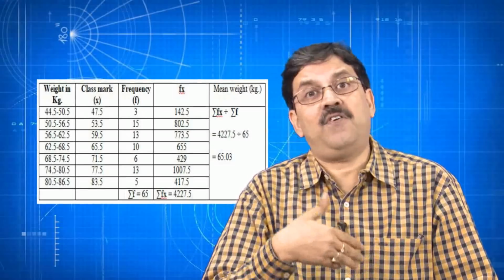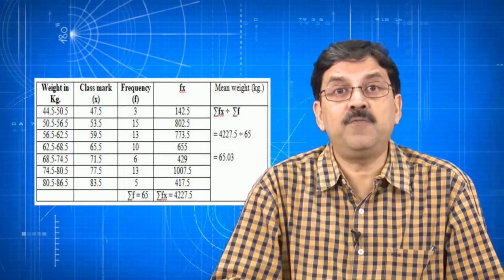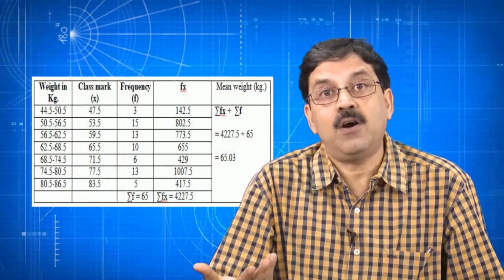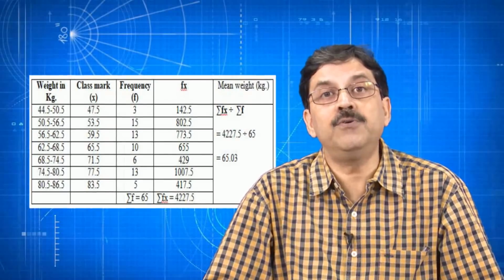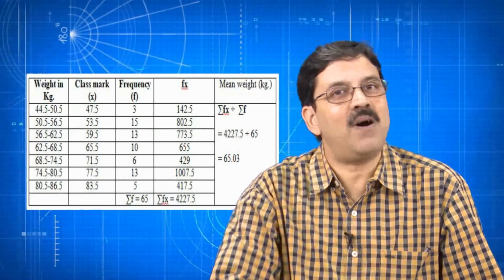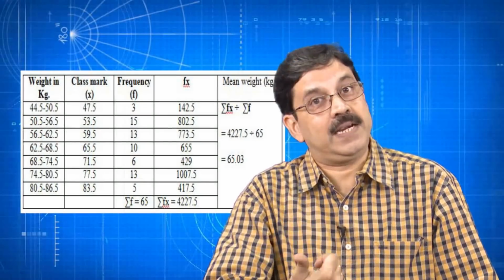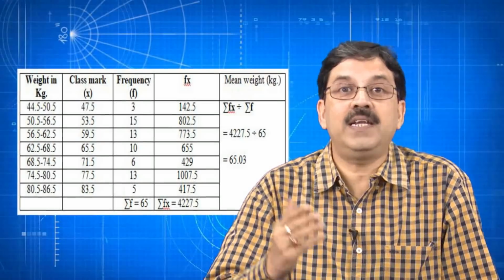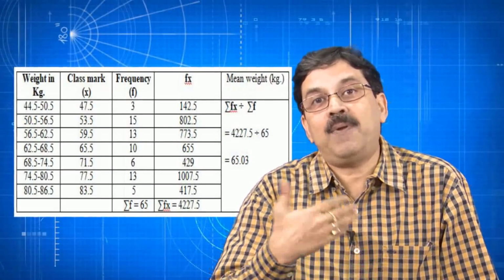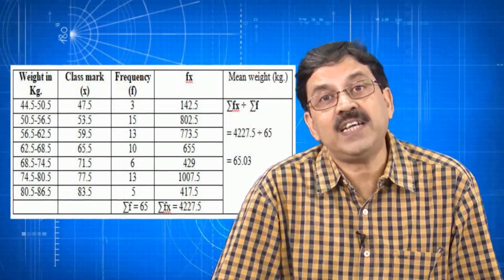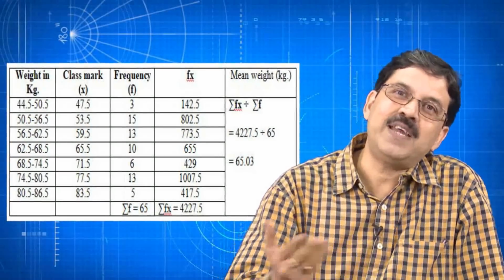Now, in case of grouped data, say, for example, when we calculate the mean of weight of a particular population, we find out the class mark of each of the classes, and then multiplying with their corresponding frequencies, we finally get fx, and applying the formula for mean, summation fx by summation f, we get the mean of the weight. However, in a population, you may get some variables which do not follow a symmetrical curve.